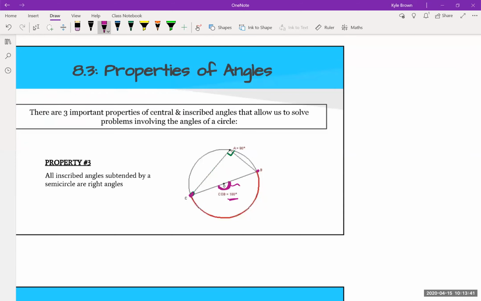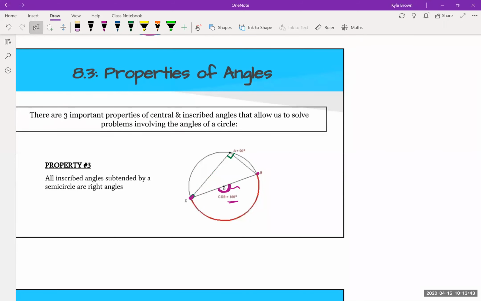Okay, well, rule number one there said that the inscribed angle on the end is always going to be half of that. So that would be 90 degrees. So it really is, this one's just a combination of the other two. It's just kind of a special case. Okay, so that is 8.3.